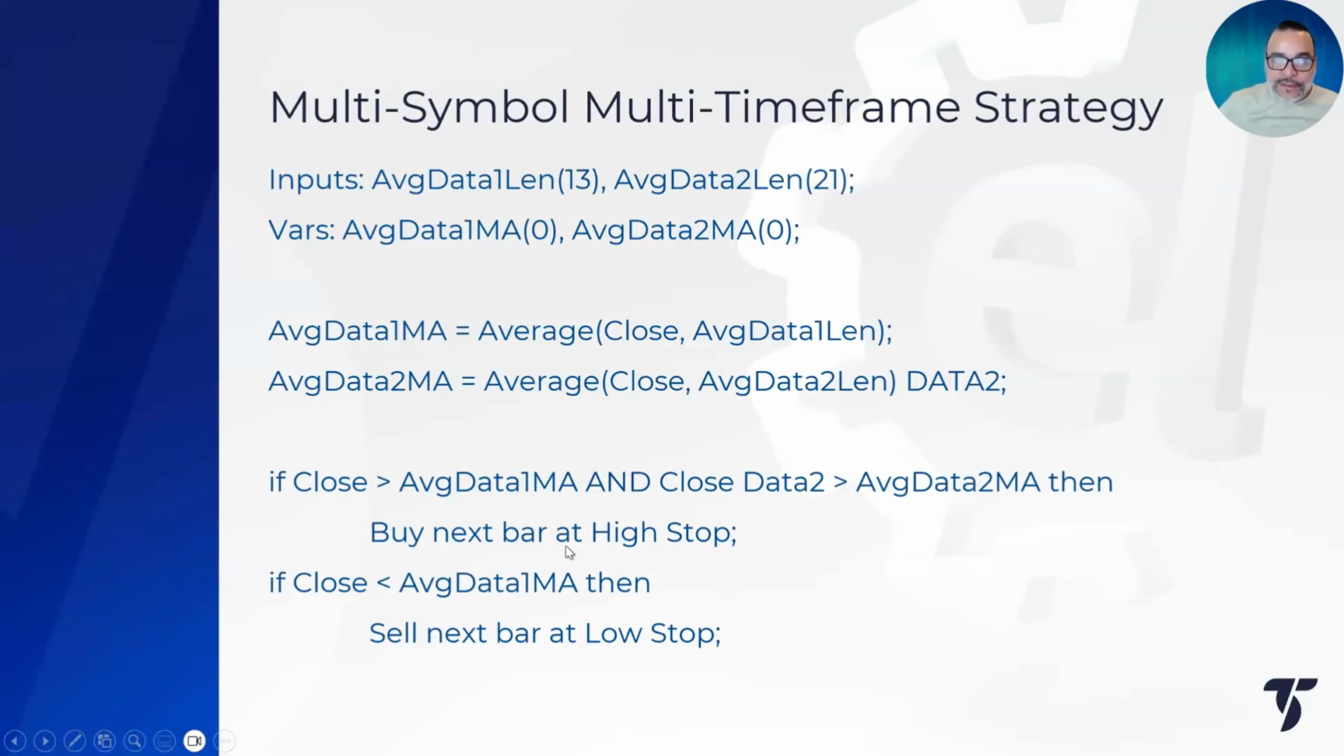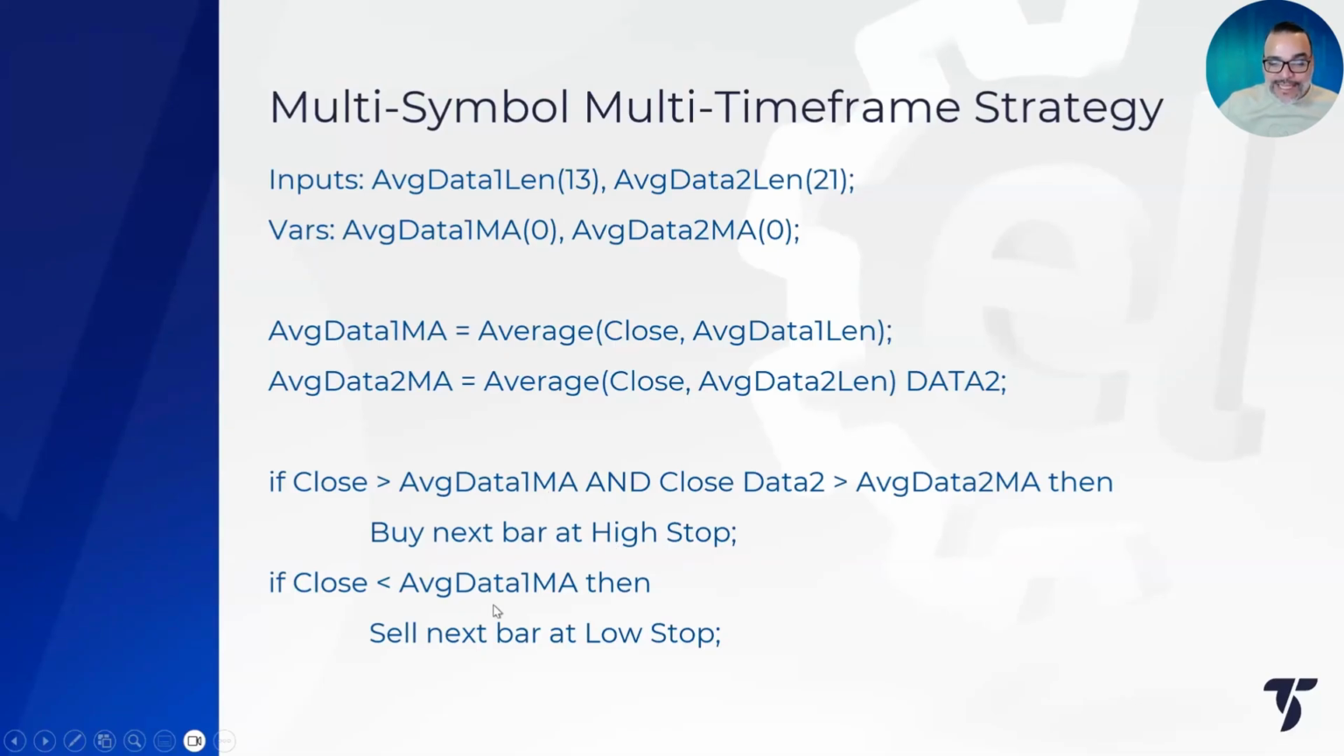And notice what the rule here is for the entry. If the close is greater than average data one, and the close of data 2 is greater than average data 2. So what we're looking for is for the price activity to be above the two averages. Here's a 13 bar average and a 21 average, and as long as the closing price is above the two averages, you're going to buy next bar at high stop. So this is a stop order at the high of the bar where the condition is true.